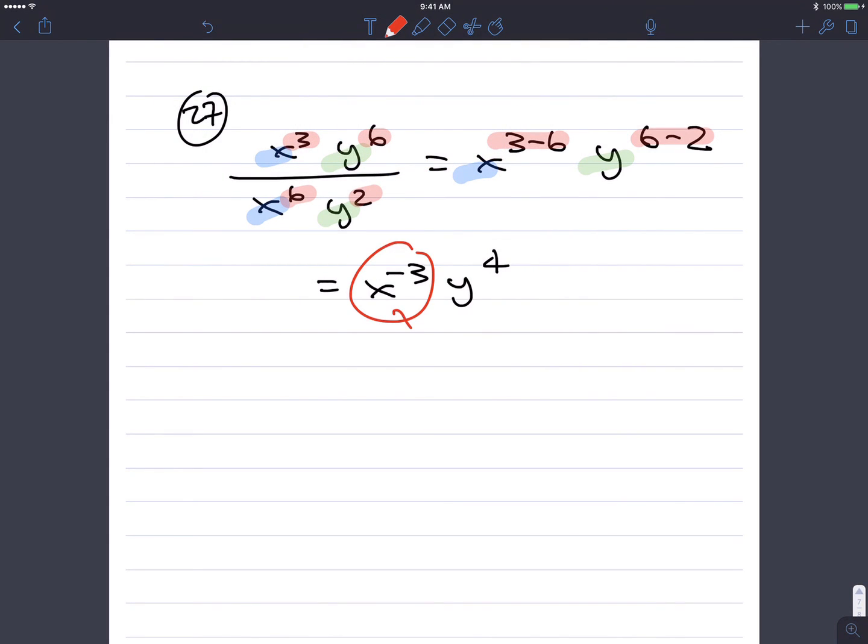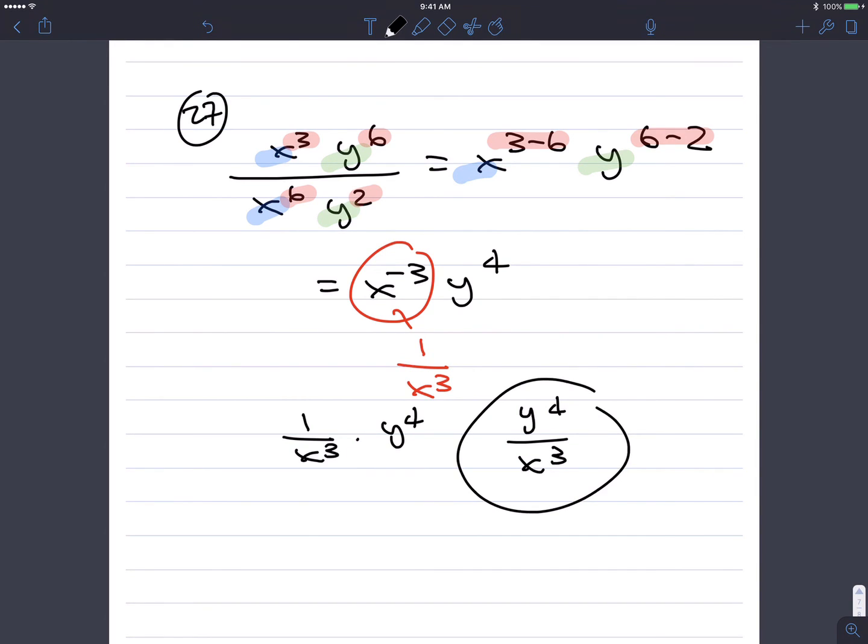Again, this becomes 1 over x cubed. So we'll end up with 1 over x cubed times y to the 4th. Again, y to the 4th over that x cubed. My x and y's look a little too fancy. Okay, and you might say, well, why is that? Because you're multiplying two fractions, and you do that horizontally across.